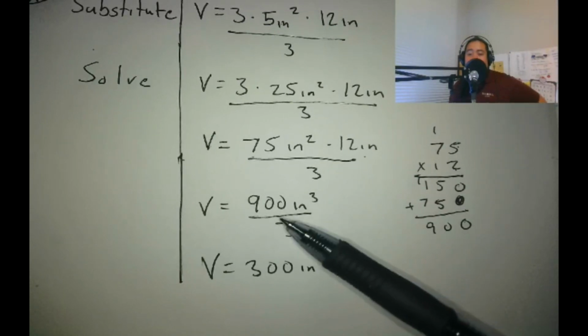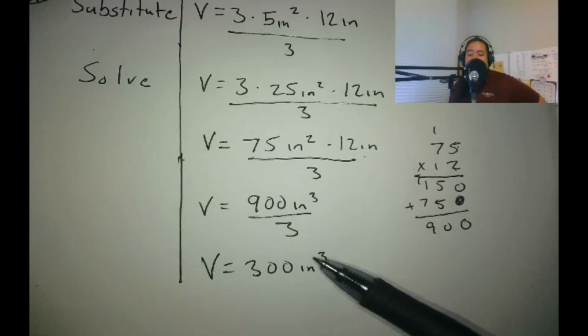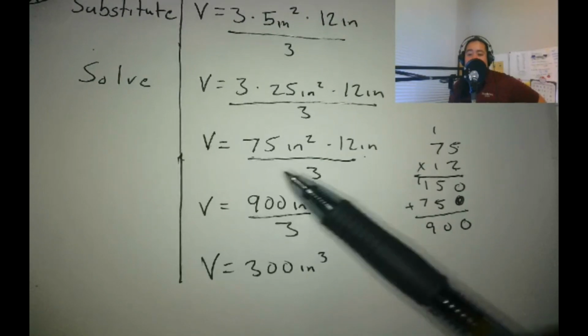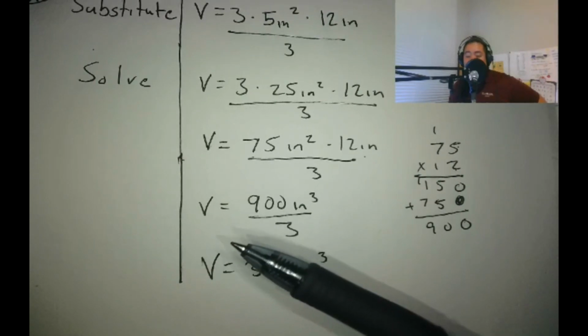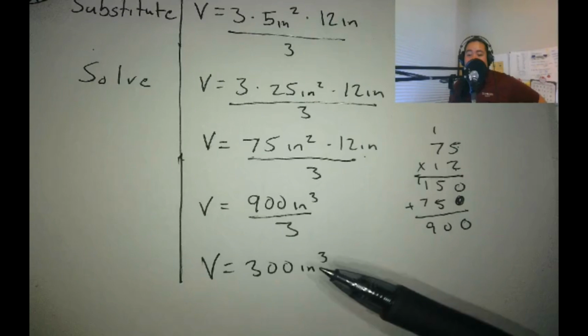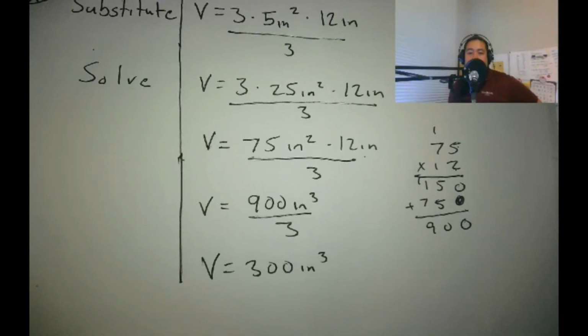But I'm not done yet because I still have to divide by this 3 on the bottom. So 9 divided by 3 is 3, so 900 divided by 3 is 300. So the volume for this cone was 300 inches cubed. So I'm going to go ahead and work on one more example before we go.